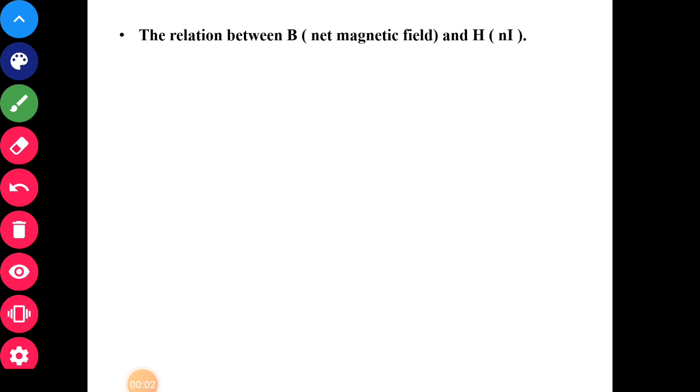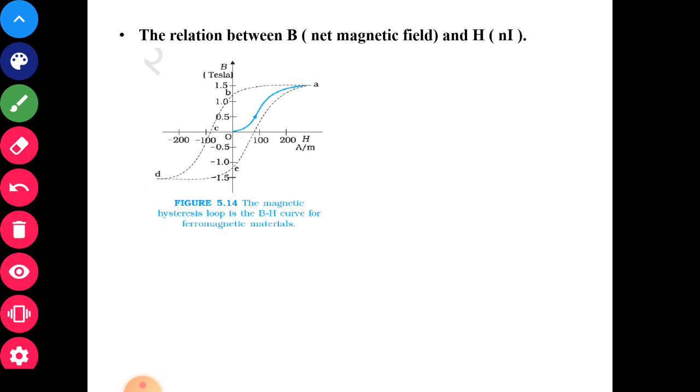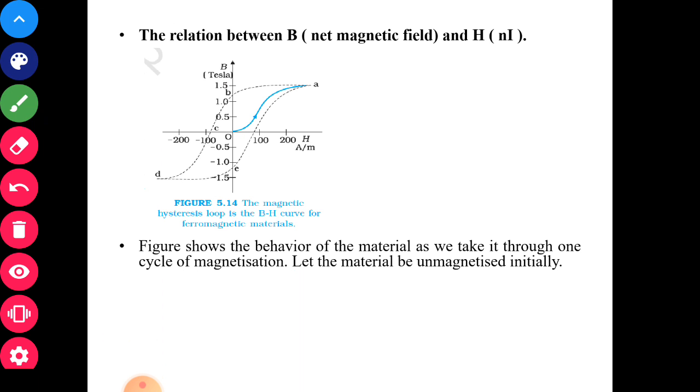Now, the relationship between B, that is the net magnetic field, the external field and the field which is produced within, so the net magnetic field is B, and H. H is nothing but N into I. Okay. Now, this is the graph of B versus H. Now, we try to understand this graph.